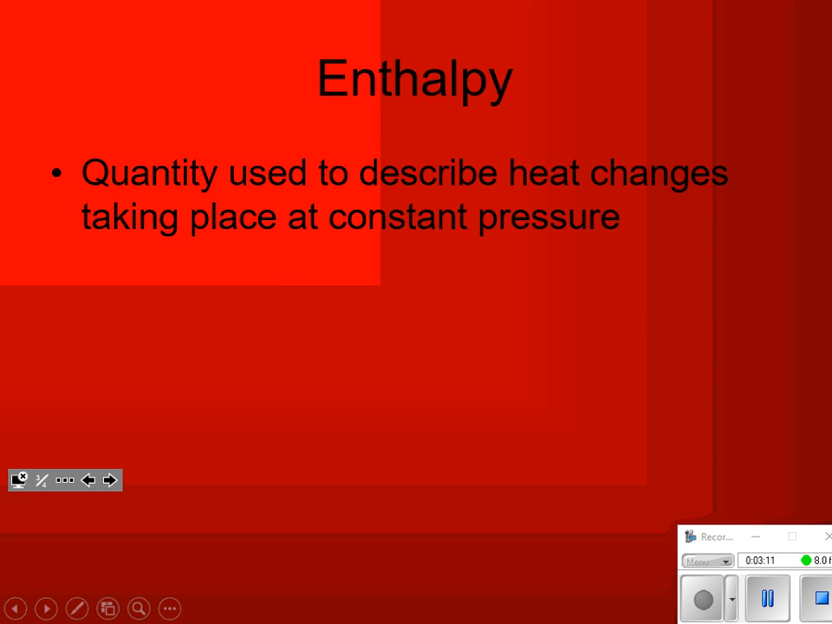Enthalpy is just a fancy term for the quantity. So the numerical value. So in other words, the math that we have to do that shows heat changes.